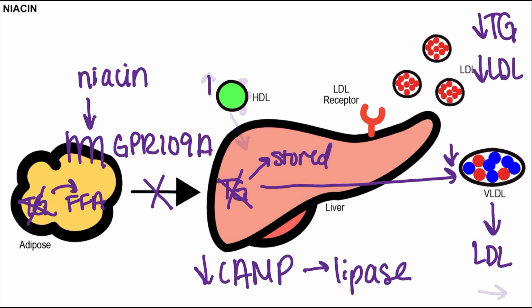HDL also will increase because niacin prevents the clearance of HDL apoproteins, so they hang around longer. But the cholesterol that is reverse transported by HDL to the liver is still being cleared from the circulation. The end result is a very favorable improvement in the entire lipid profile, but generally niacin is used when triglycerides are a concern. So moving on to the last slide for a quick summary.